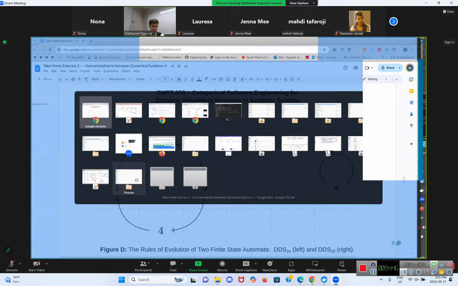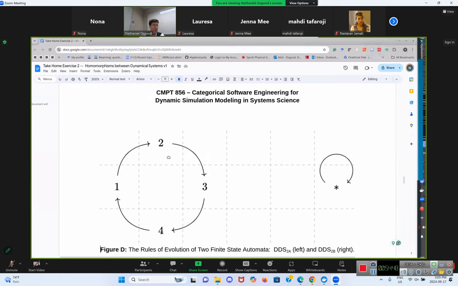Okay. So we're going to be dealing with a depiction of a dynamical system, right? The states here are 1, 2, 3, 4, and the states here, there's only one state, star, right? And what is this rule here? Star goes to what? There's only one choice. Star. So it's an identity. This maps over to a function. So there is an identity function. Map star to star.